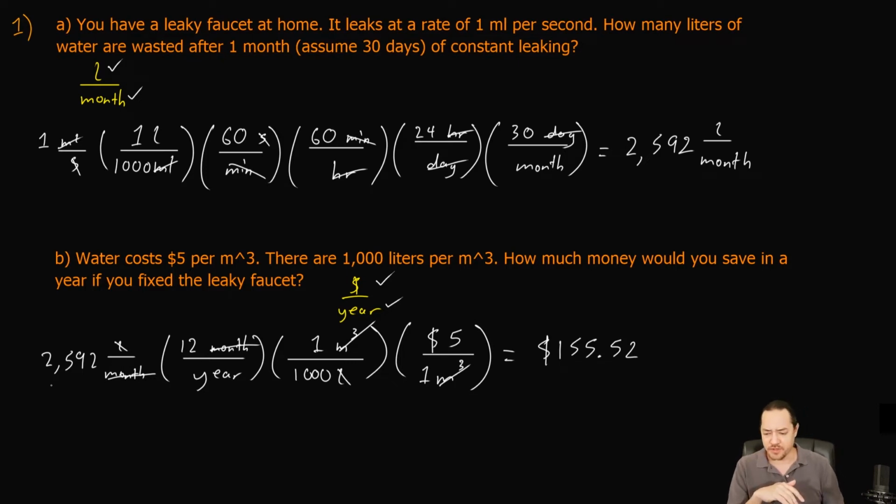If you had $155, that's fine. If you started out with 2,600 here, you probably got something closer to a couple dollars more, maybe. That's fine. But what we're looking at here is a savings of $155 if you fix this leaky faucet. Or, conversely, if you don't fix this faucet, you're literally flushing $150 down the drain every year.